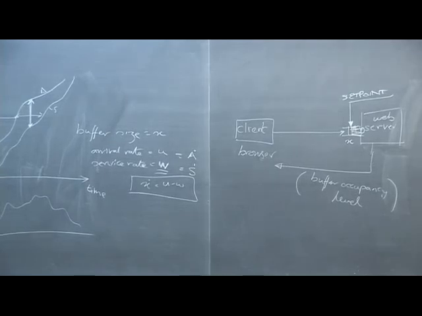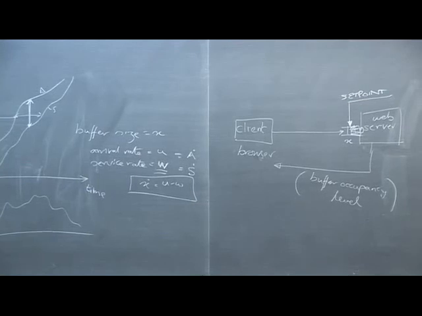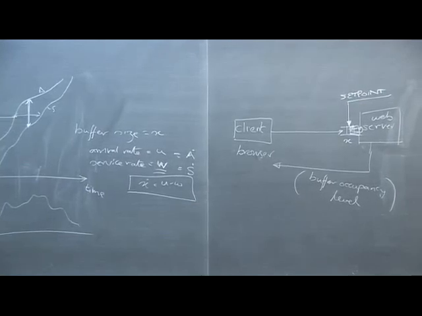Yeah? For a given arrival curve, the web server has to do the same amount of work no matter what the set point is, right? That's correct. So why would you want the set point to be higher? Wouldn't that just slow down the rate at which it completes the work?